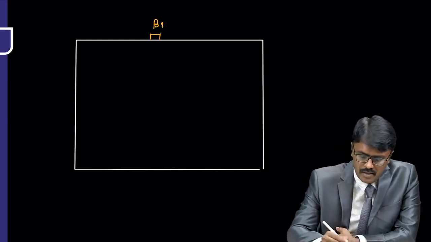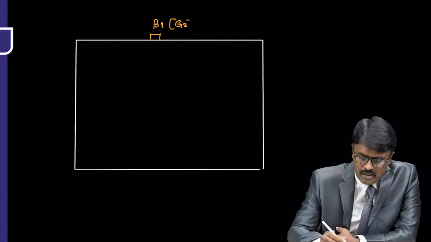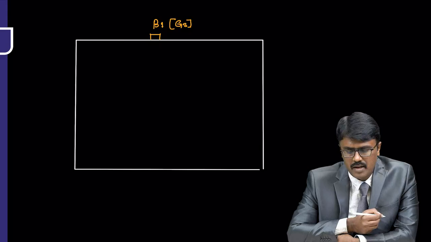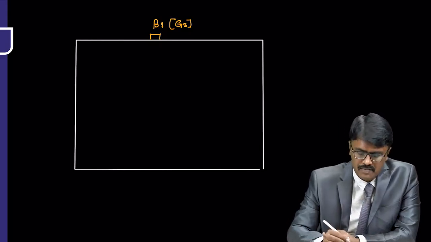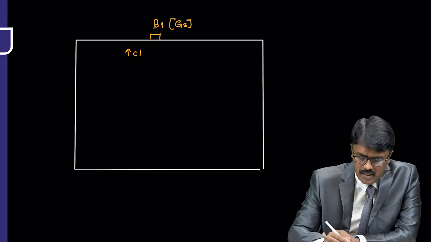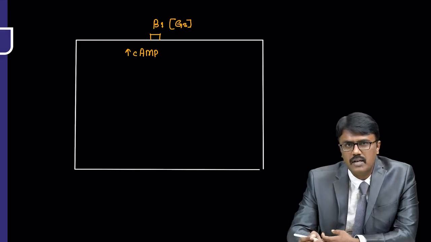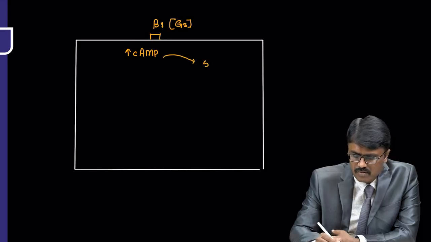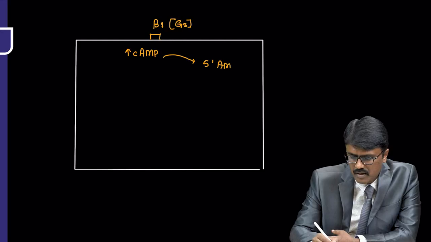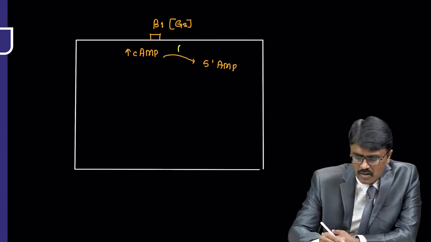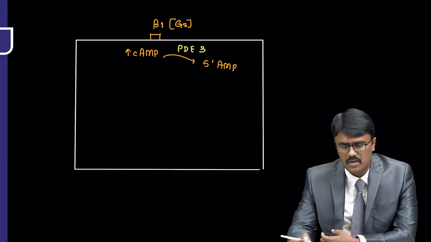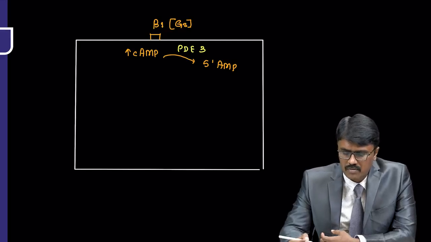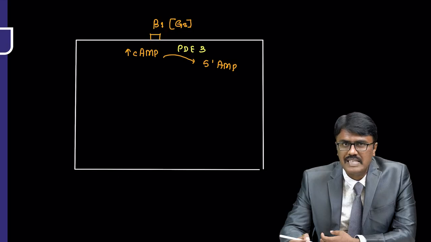And we know that all the beta receptors are Gs coupled receptors. Now when you stimulate the beta 1, it increases the cyclic AMP. So beta 1 is a Gs coupled receptor which increases cyclic AMP. Now this cyclic AMP is broken down into 5-AMP, and the enzyme which does this is called phosphodiesterase 3.